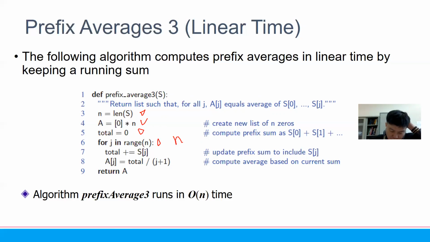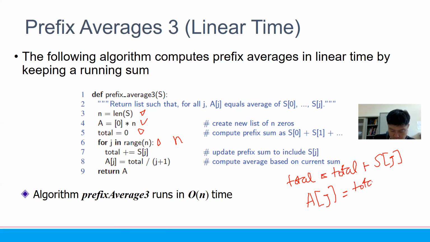Now we can check the total plus equal s j. What is it? You can see that this is the total equals the total plus the s in the index of j. What is index of j? The index of j is any number in your data, which is from the range until n. And then we have a j, this is the average of j. You want to get the total, and the total that you want to get here will be divided by j plus one.